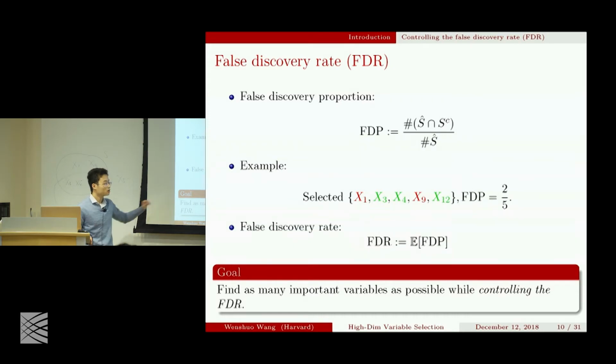Our goal here is to first control the FDR, which means we do not want our FDR to be high. Under that restriction, I want to make as many discoveries as possible. Any questions so far?